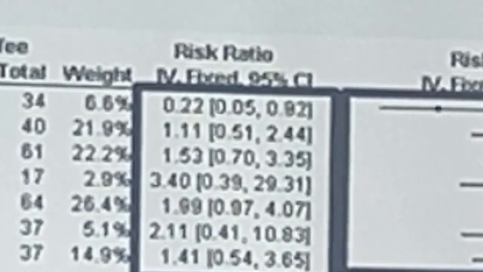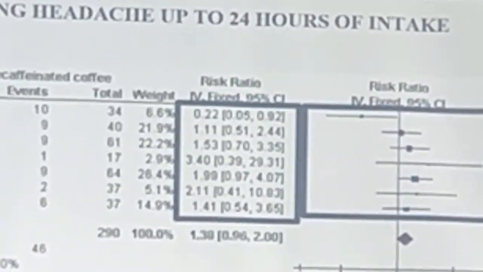So the more patients this particular study contributes to the final statistics, the bigger the square involved is going to be.